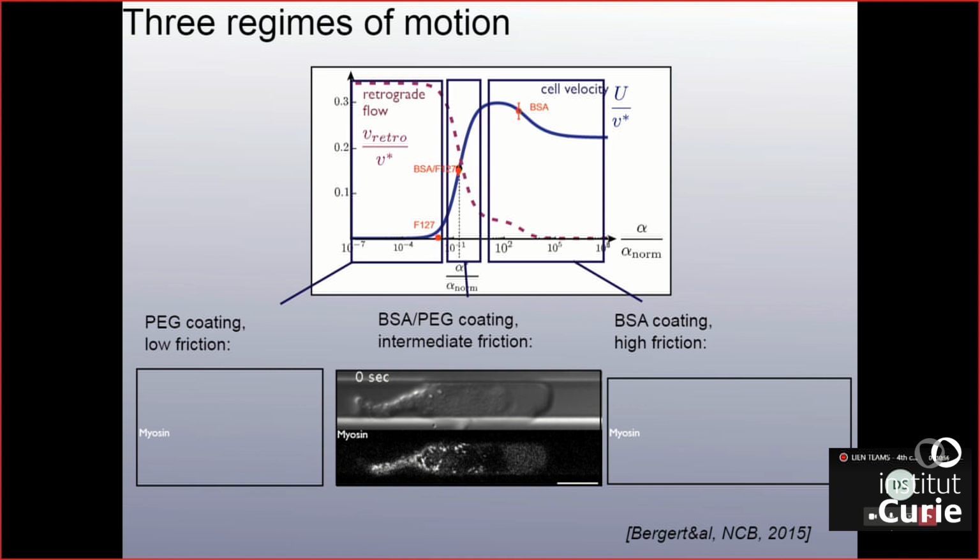At high friction, the cell is moving, but this is the retrograde flow measured with respect to the lab reference frame, and so there's almost no retrograde flow. At very low friction, the cell is not moving because there's not enough friction, so it cannot engage with the material confining it. Instead, it stays fixed, and the actin is going backward from the front to the back, but does not result in any motion. And in between, there is a regime where there is a retrograde flow and there is motion.